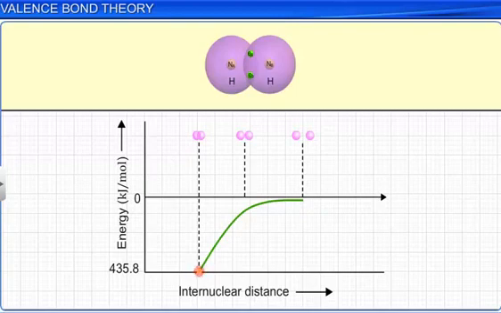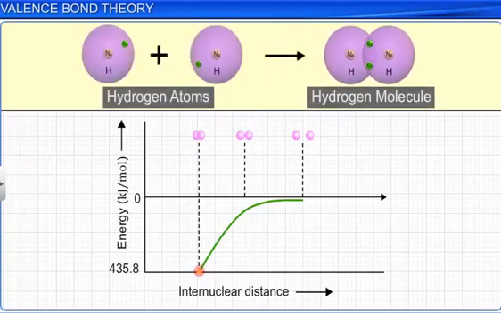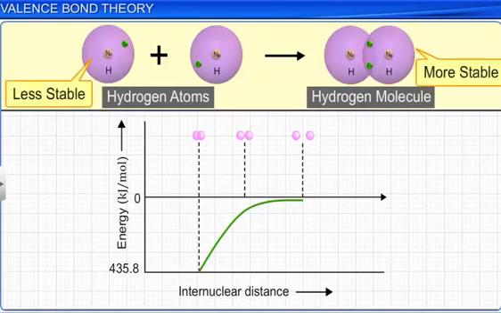At this stage, the system acquires minimum energy, and the two hydrogen atoms are said to be bonded to form a stable molecule. If we try to bring these atoms still closer, then the repulsive forces start overpowering the attractive forces. Consequently, the energy of the system increases, causing instability to the system.